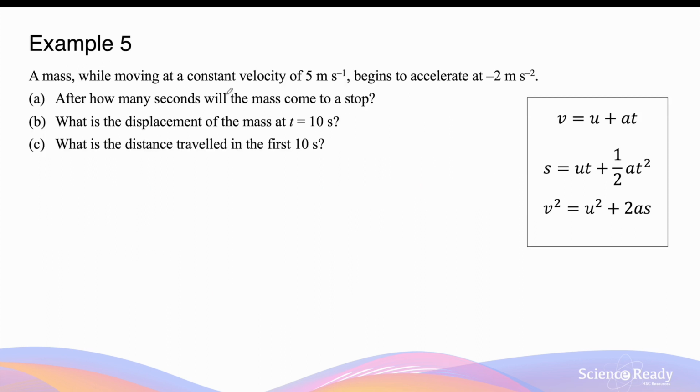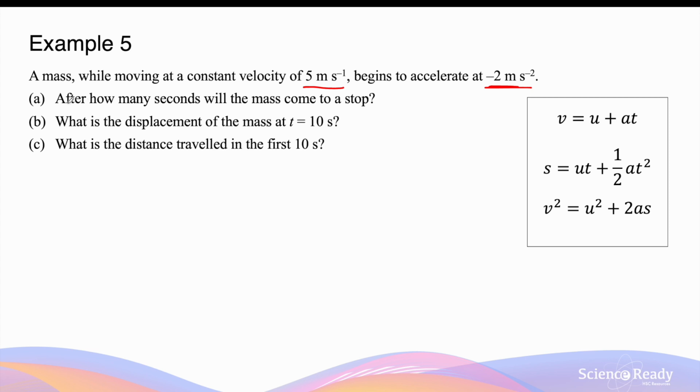A mass while moving at a constant velocity of 5 meters per second begins to accelerate at negative 2 meters per second squared. When you're reading this, you should try to visualize the motion of this mass. It has a positive velocity but a negative acceleration. So the direction of the two vectors are in the opposite direction. What does that mean? That means the speed of the object is slowing down. It's decreasing over time. It's going slower and slower as time goes by.